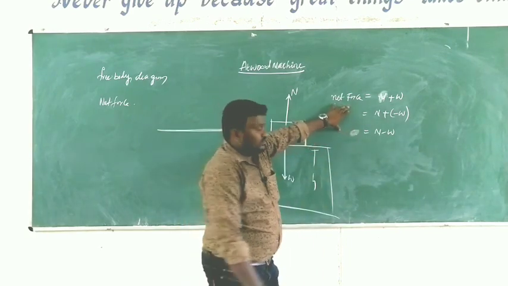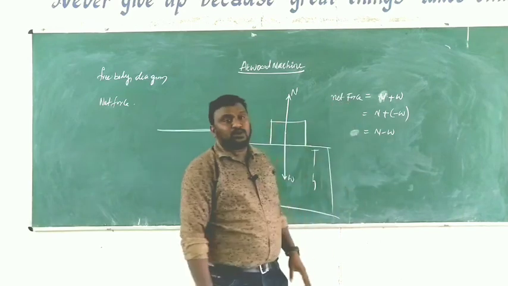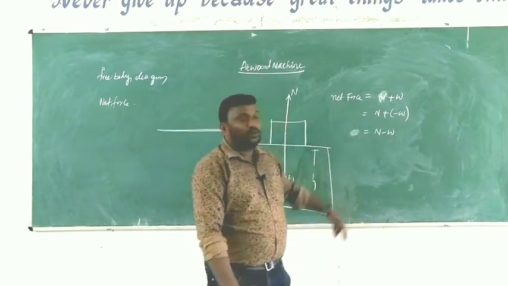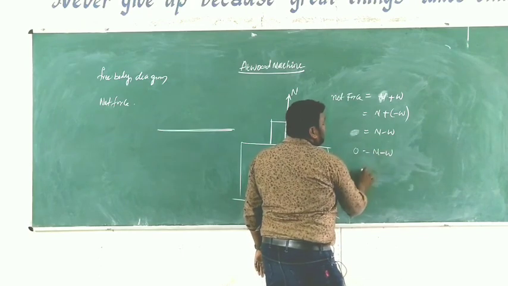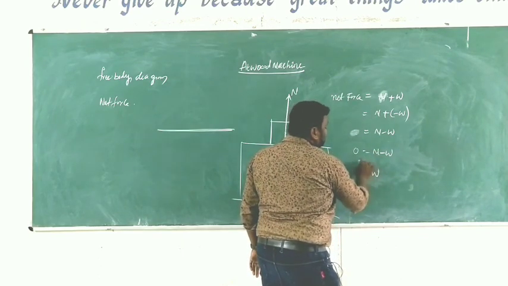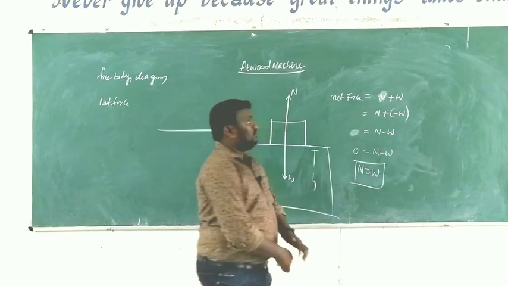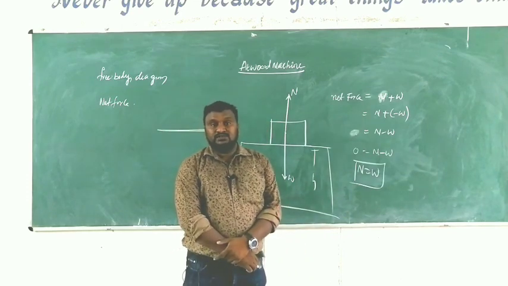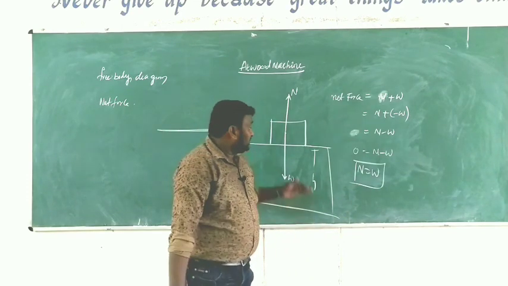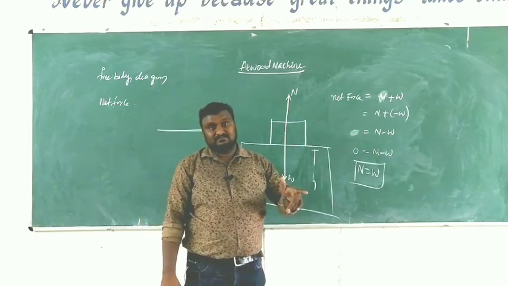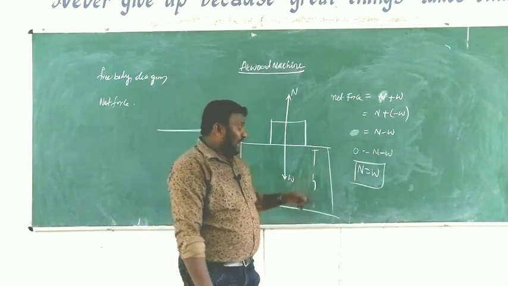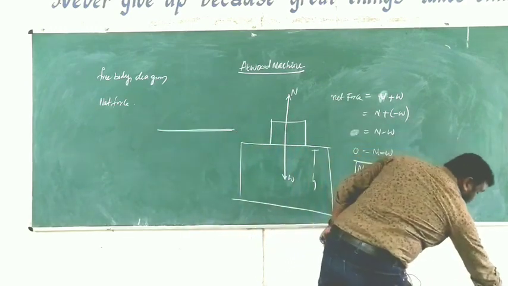So here what you say, net force is 0, because both are equal. Then 0 is equal to N minus W, and N is equal to W. Clear, children? So after that, when the object is at rest. Clear, children? Now I am going to the same example.